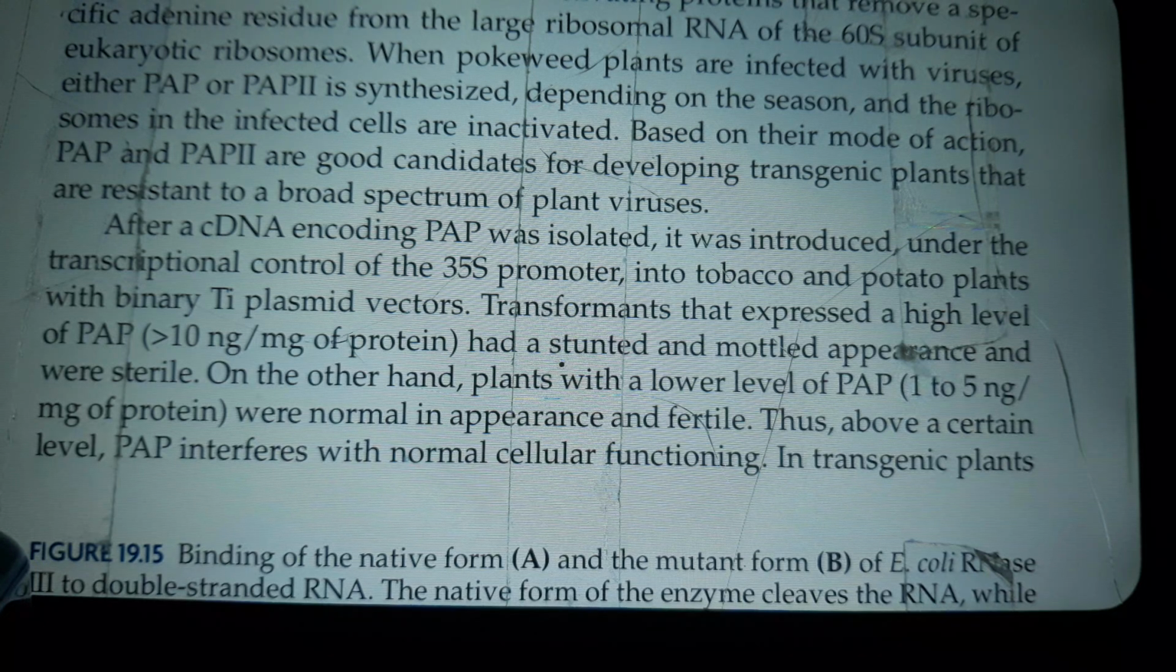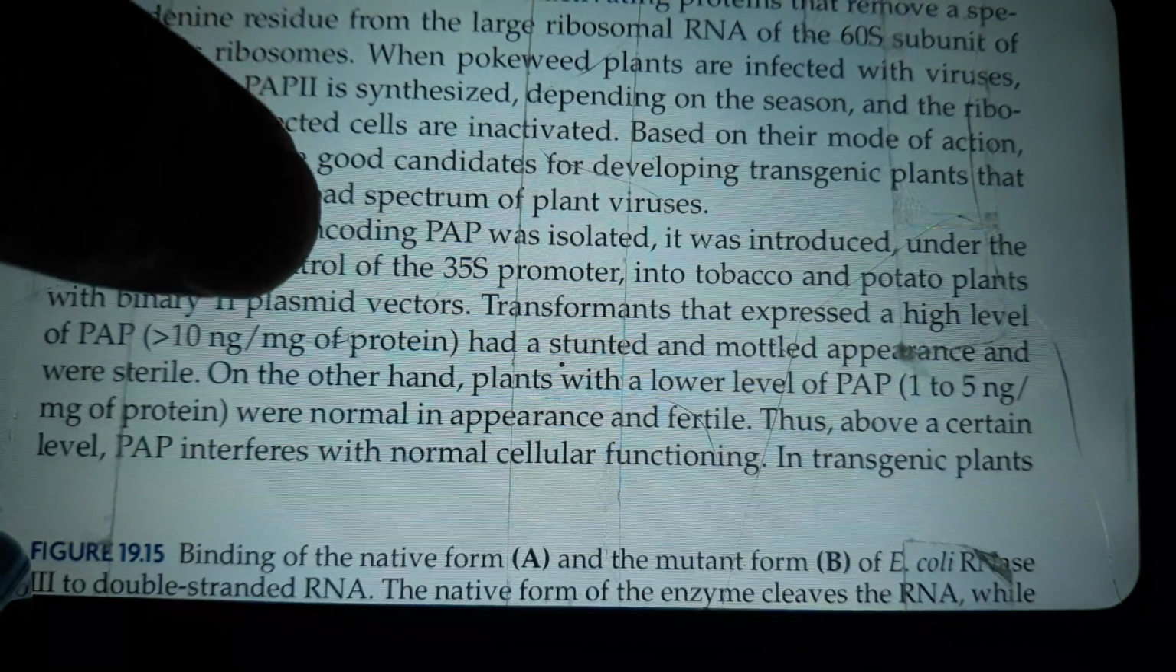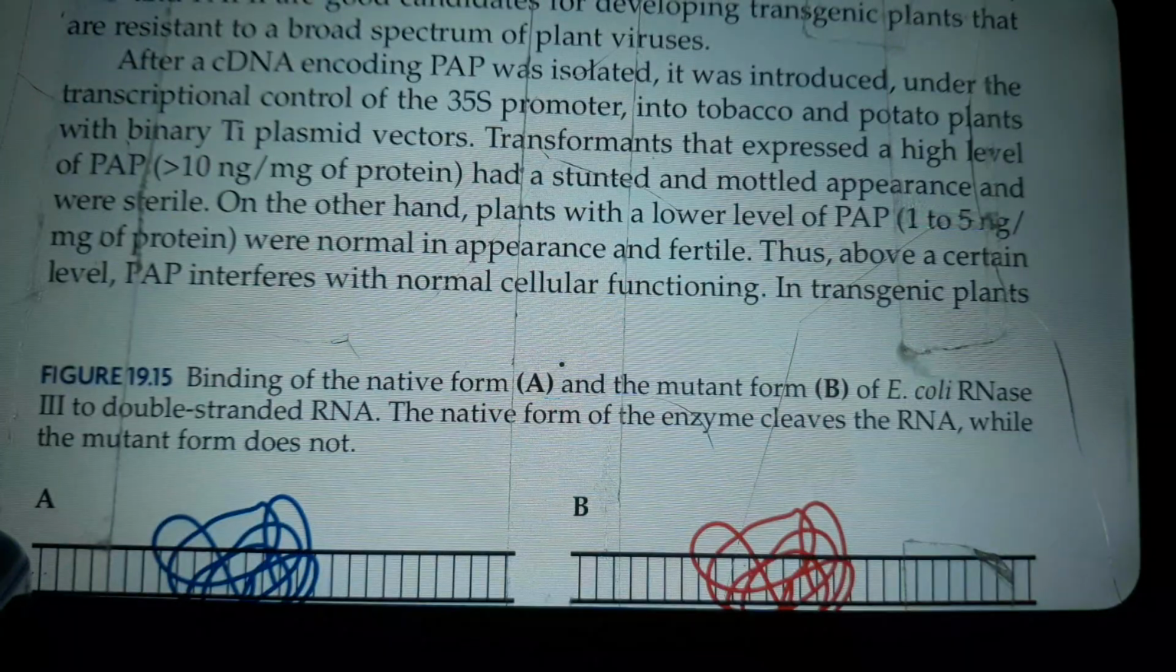After a cDNA encoding PAP was isolated, it was introduced under the transcription control of the 35S promoter into tobacco and potato plants with binary Ti plasmid vectors. Transformants that expressed a high level of PAP, greater than 10 nanograms per milligram protein, had stunted growth.